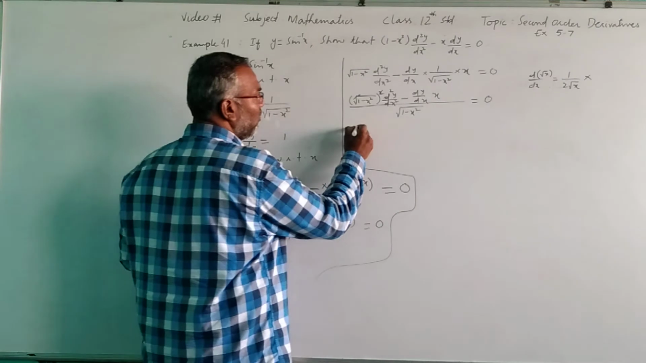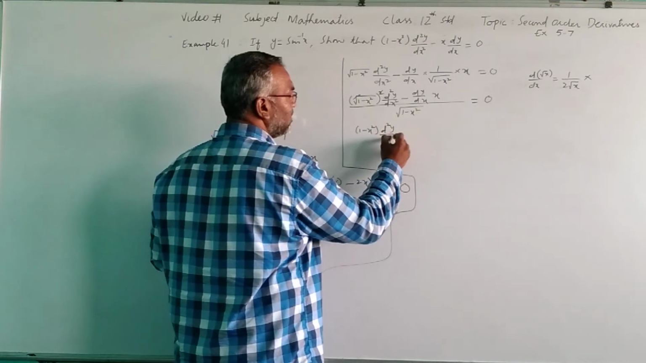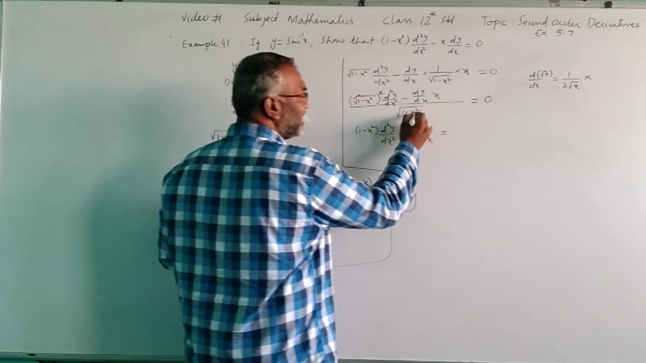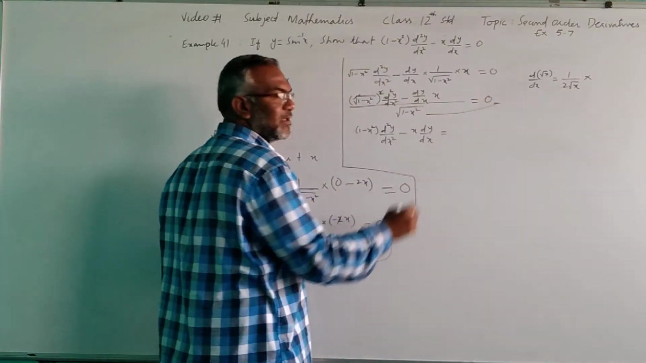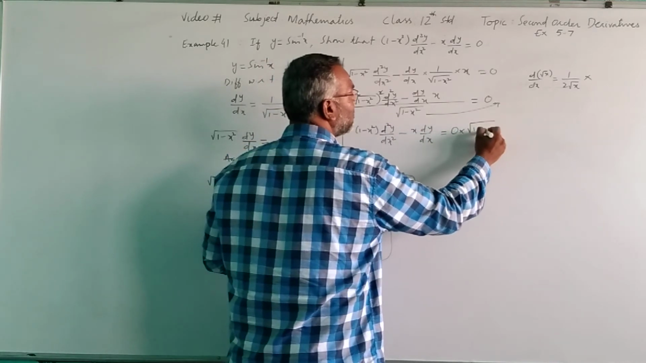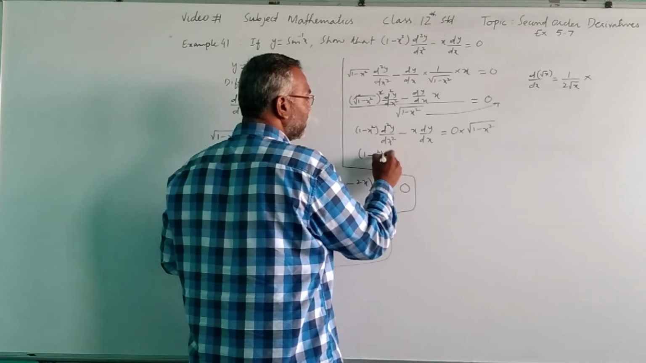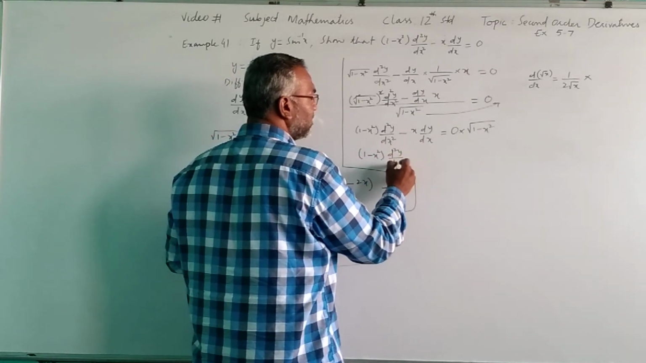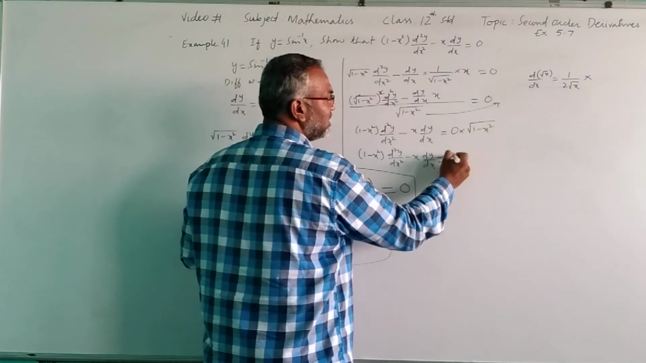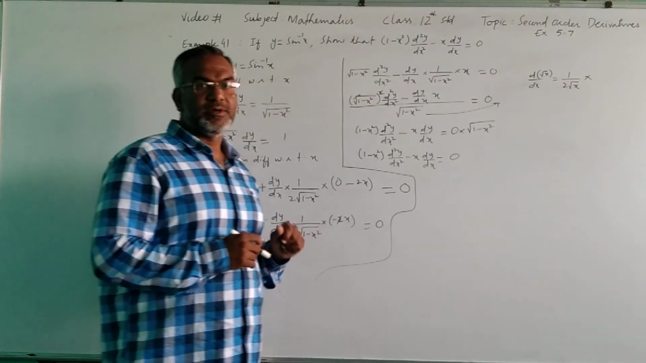So what is left? 1 minus x square into d square y by dx square minus x dy by dx is equal to, take this 0 here, it will multiply with root 1 minus x square. We know 0 into anything is 0. So 1 minus x square into d square y by dx square minus x dy by dx is equal to 0. We got the required answer, right?